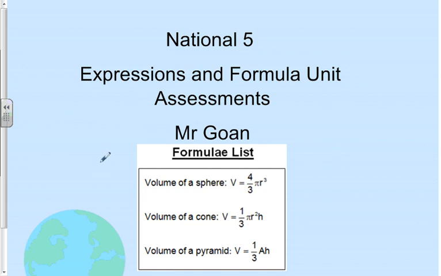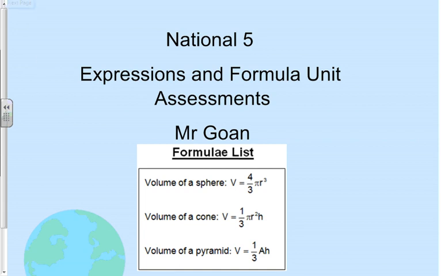So to start with, you will be given the formula list here, which includes the volume of a sphere. The volume is 4/3 pi r cubed. The volume of a cone, volume is 1/3 pi r squared h. And the volume of a pyramid, volume is 1/3 the area of the base times the height of the pyramid. You won't necessarily need them all, but they could come up in the expressions from formula unit.